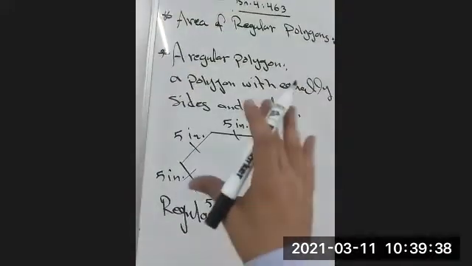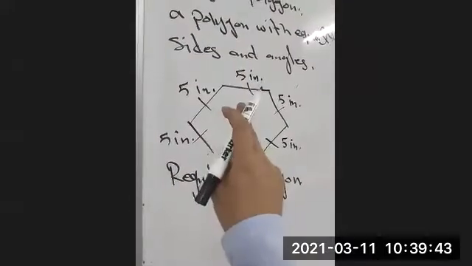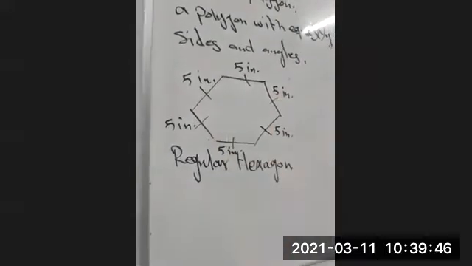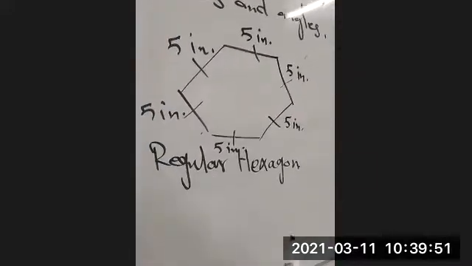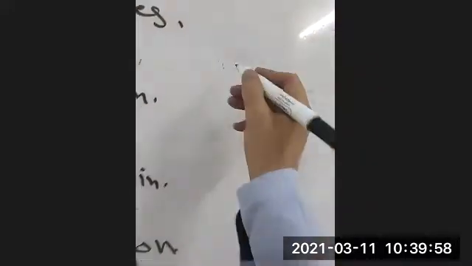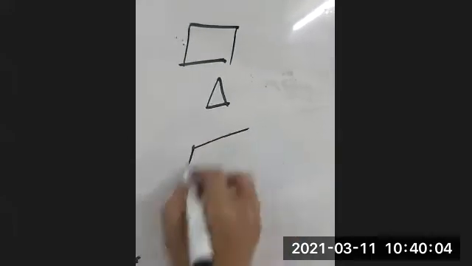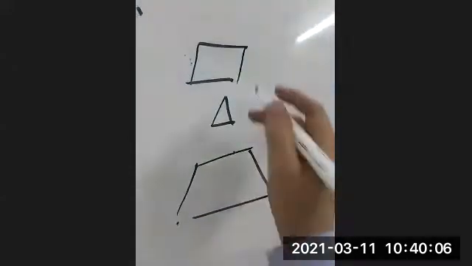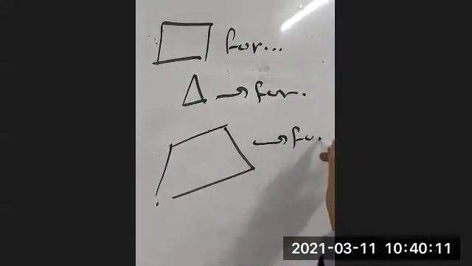So in general, what's the regular polygon? It's a polygon with equal sides and angles. If one side is given, then the whole sides are known. Now, how do we find the area of the regular polygons? We took some polygons like parallelograms, triangles, trapezoids. We took formulas for each one, right? How do we find the area of the regular hexagon?